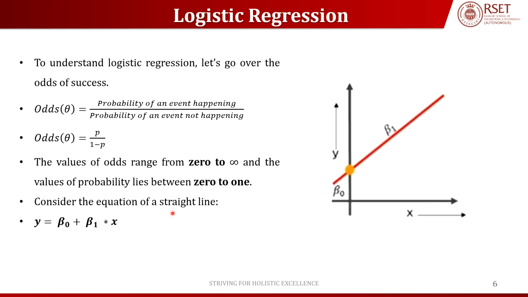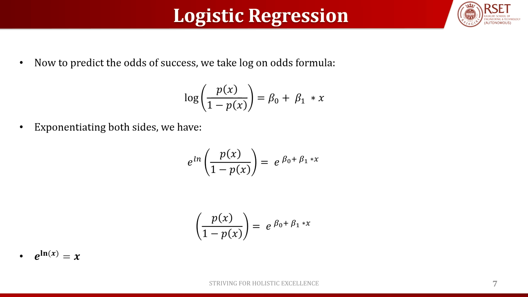Now here we will consider the equation for the straight line. Y is equal to beta 0 plus beta 1 x. So beta 1 is the slope and beta 0 is the y-intercept. I have plotted that particular line over here. Now we need to predict the odds of success. That is, logistic regression actually predicts the probability of a particular event that is going to happen, whether it is going to happen or not. What is the probability for that?